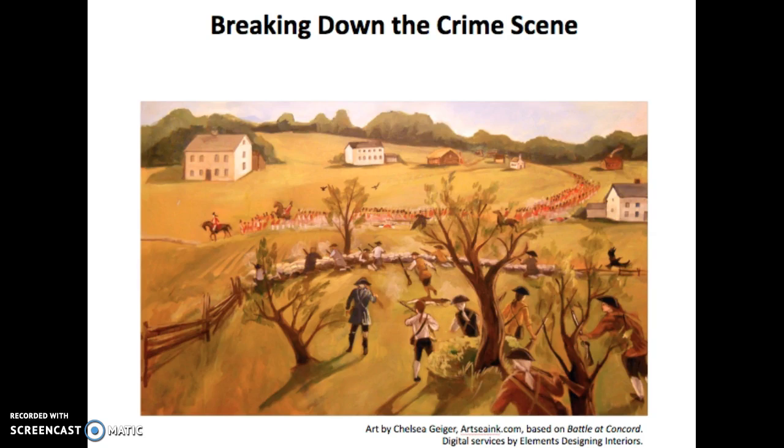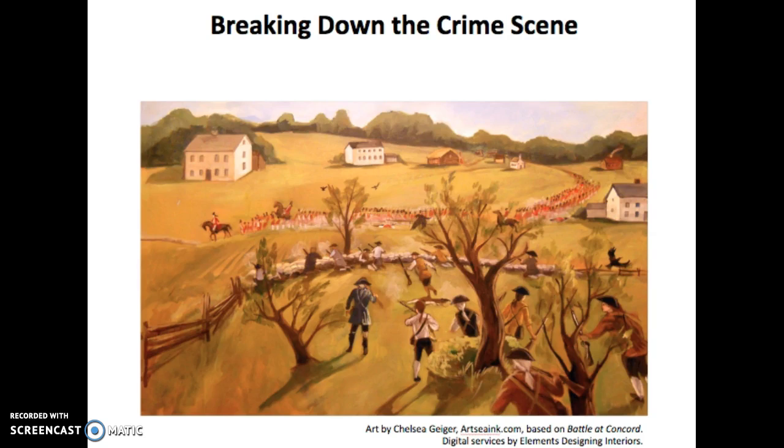So, based on what you see in this painting, the clothing, the hairstyles, the style of home, question 1 asks, what time period do you think this painting depicts? And then you're going to explain why.